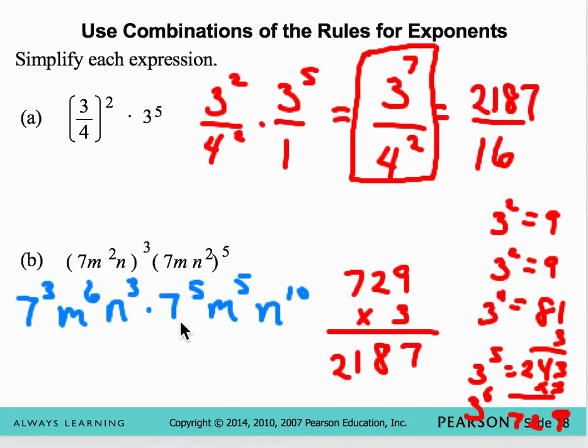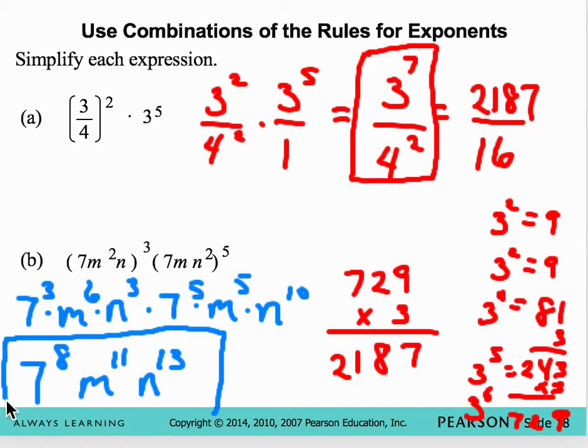Oh, but now look, I've got some bases that are the same, and I'm just multiplying a bunch of stuff with the same bases. The ones that have bases the same, I can put together. 3 plus 5 is 8. And then the m's, there's 6 m's times 5 more m's. The n's, there's 3 n's times 10 more n's. And now, I'm not going to multiply that. They better not ask you to multiply that out. Now that I have each individual base written only one time, it's simplified.